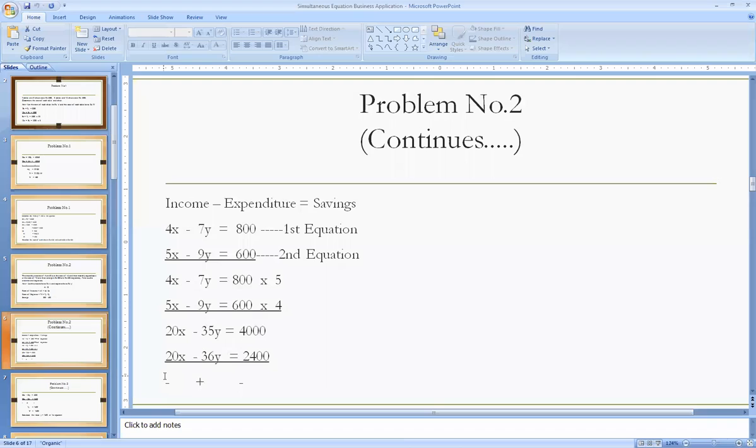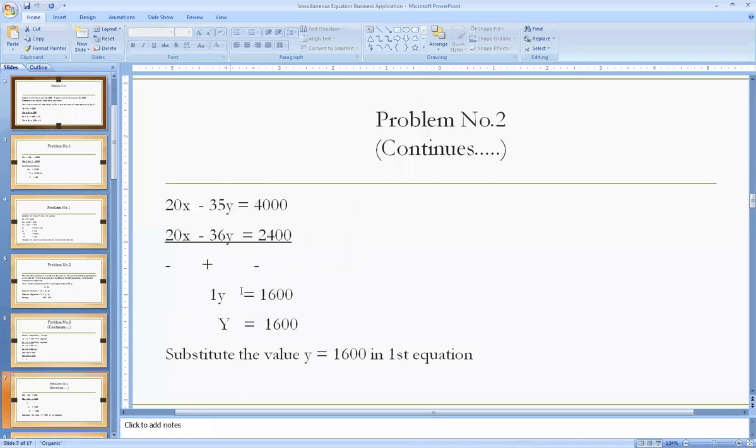Now after changing the signs, the 20x and minus 20x get cancelled, leaving minus 35y and this 36y. After changing the signs, this will become plus 36y, and this plus 2400 will become minus 2400. So we have to find the difference of 36 minus 35, that is 1y, and 4000 minus 2400, the value is 1600.